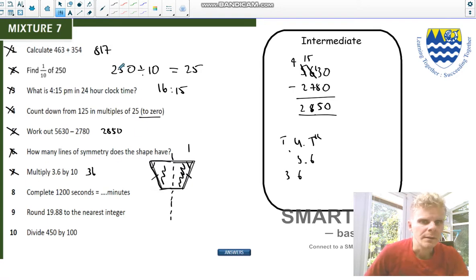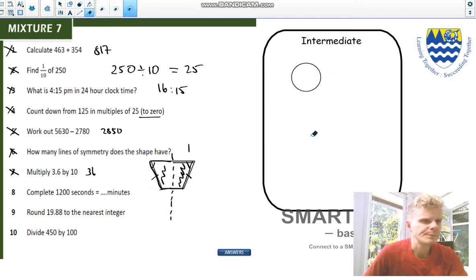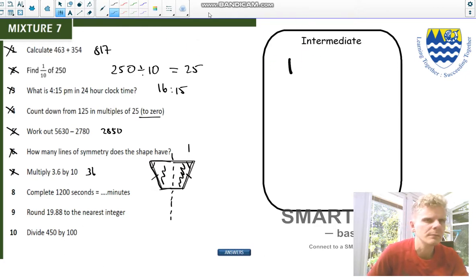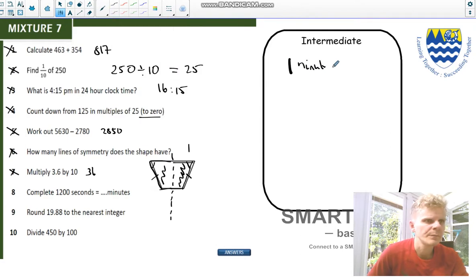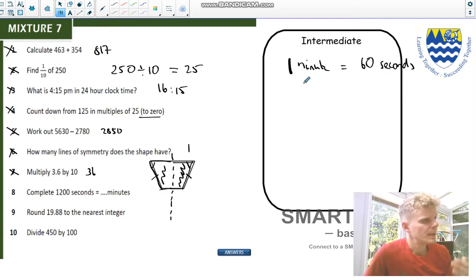Right, for question 8 then, 1,200 seconds is how many minutes? Okay, so again, let's make sure we have all the information at hand before we start this one. So we want to know that 1 minute is equal to 60 seconds. Okay, and if we think about a ratio, you could have it rather than an equality here. You can have it as a ratio: for every 1 minute I get 60 seconds.